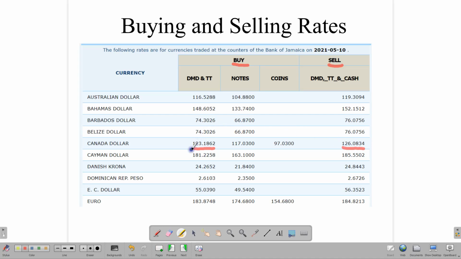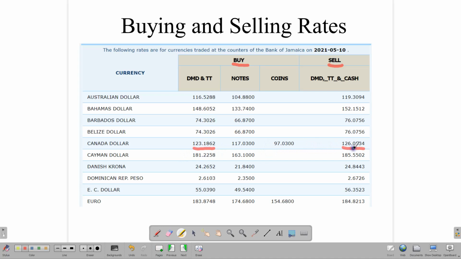So if you go to the bank with $100 Canadian and you want to exchange it, the bank will buy it from you. So we define buying rate in terms of the amount of money the bank is willing to pay you for your foreign money, and we define selling rate as the rate at which the bank is willing to sell you the foreign money if you want it. So that's what we mean by buying and selling rates.